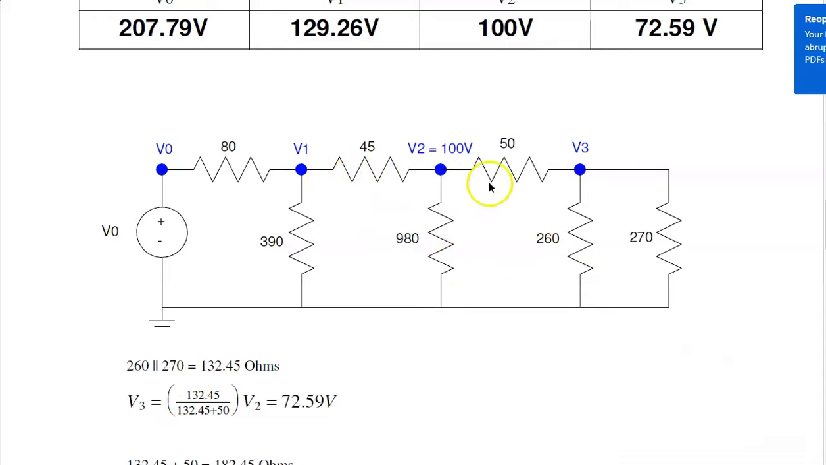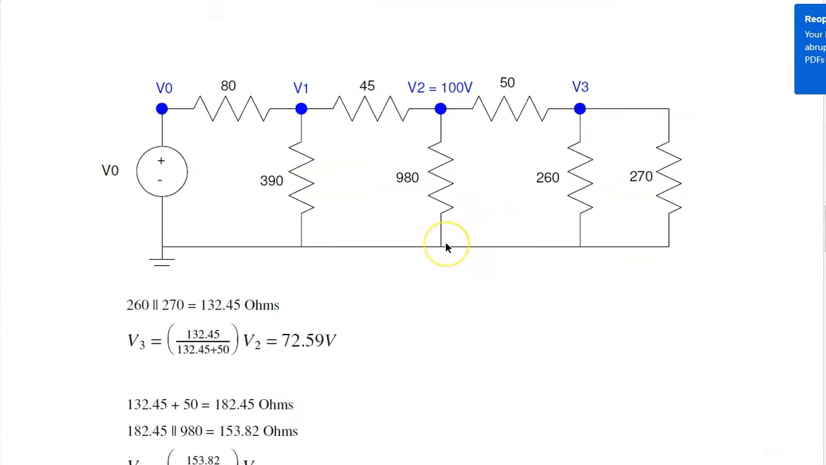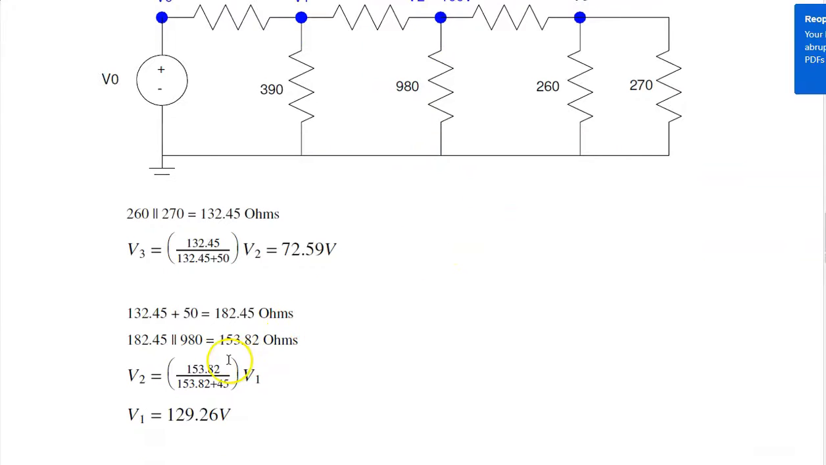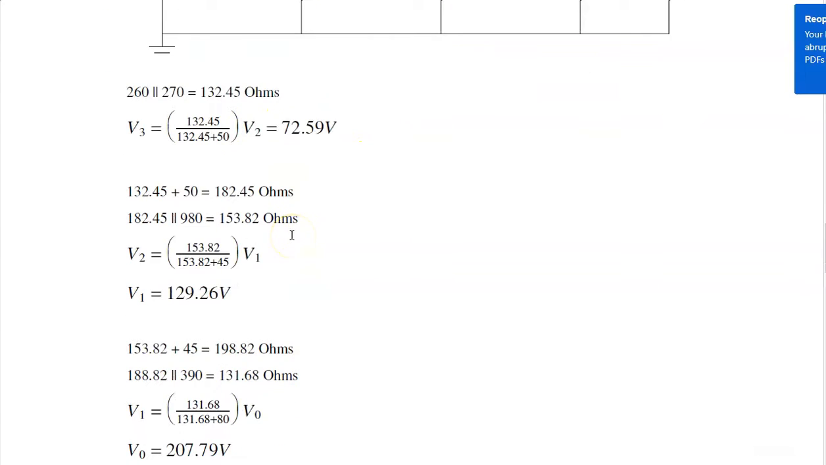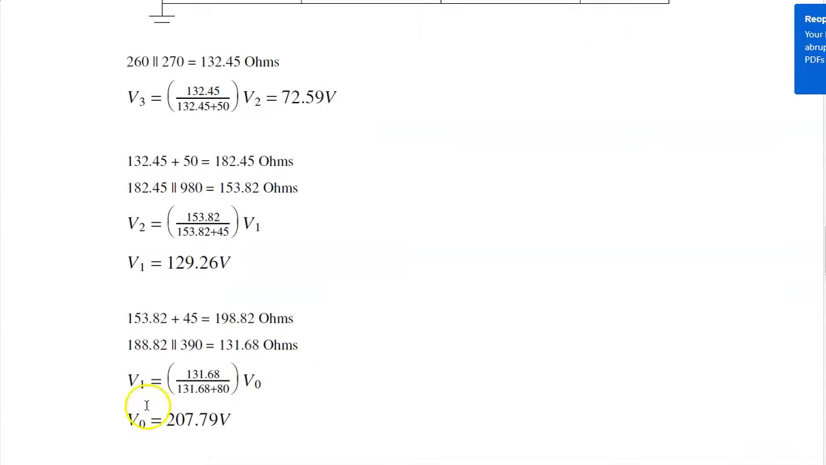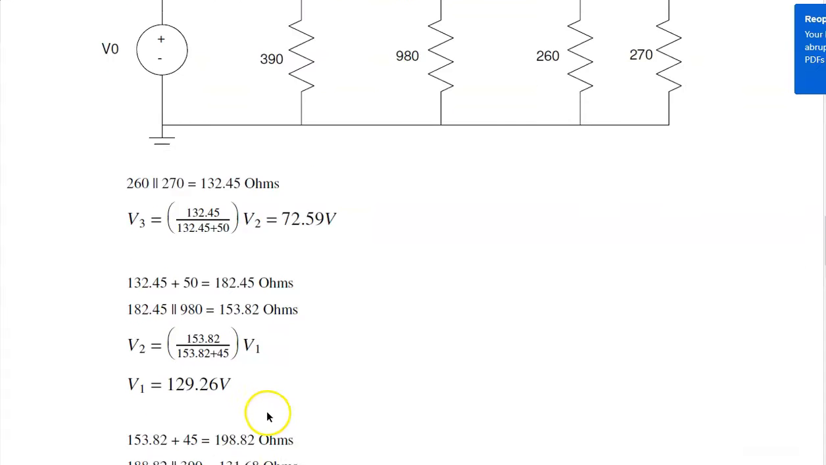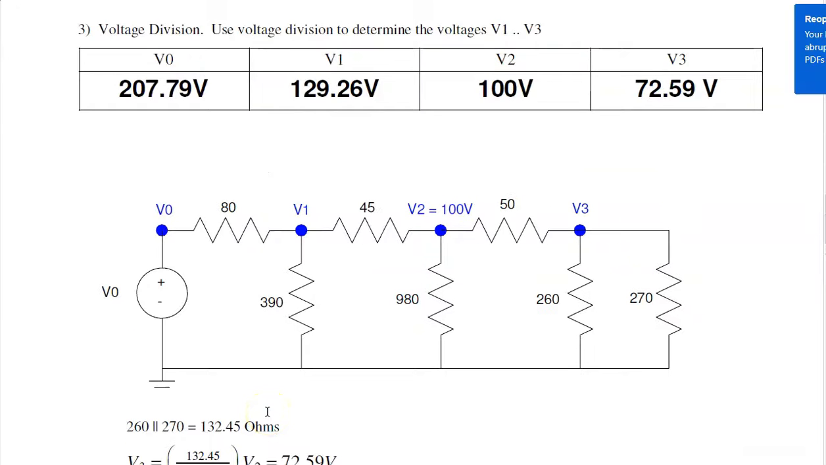Likewise, if I compress all these together, I can find V2 as a function of V1 by voltage division. Compress all those together, I get 153 ohms. So V2 is 153 over 153 plus 45 up here, that percentage of V1. I know V2, solve for V1. Similarly, compress all these resistors plus that 390, and I get 131 ohms. So V1 is a function of V0. I know V1, solve for V0. So these are the answers you should get for problem number 3.